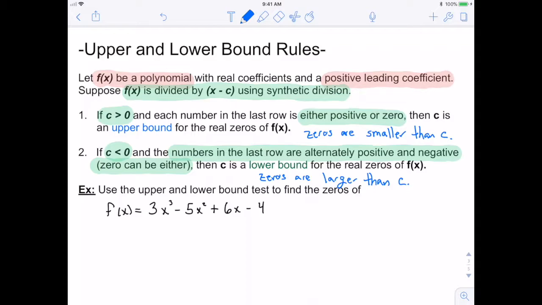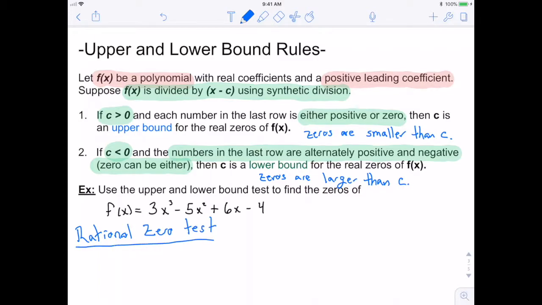Now this is a very powerful tool, if a little bit subtle, so let's practice it by finding these zeros of f of x equals 3x cubed minus 5x squared plus 6x minus 4. So let's get started. Whenever we do this, the first thing we want to do is our rational root test, or our rational zero test.